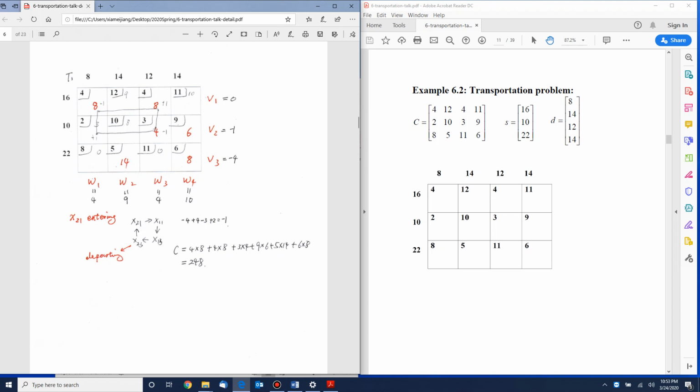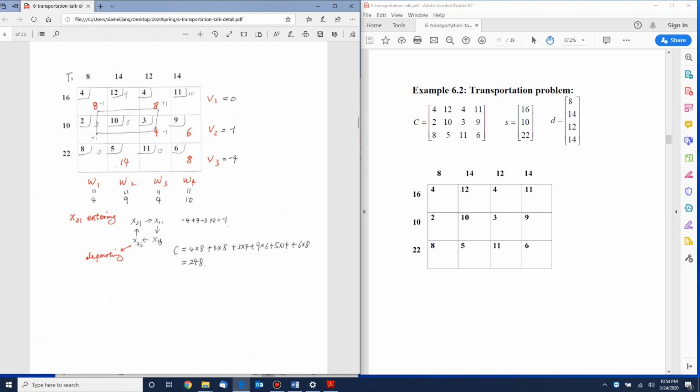Sorry, I got it wrong. So we increase 1 in cell 21, then cell 11 should be reduced 1. When cell 11 reduces 1, cell 13 should increase 1. When cell 13 increases 1, then cell 23 should reduce 1. Then we connect back to cell 21, right? So that is the loop. I already drew it there. And then you check: cell 11 needs to reduce 1, and cell 23 should reduce 1.